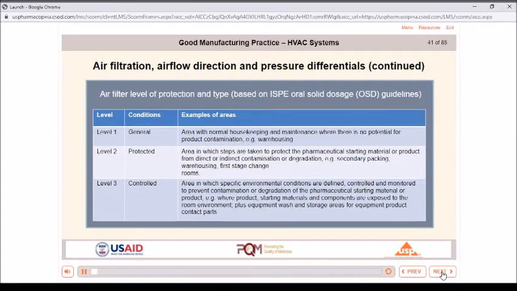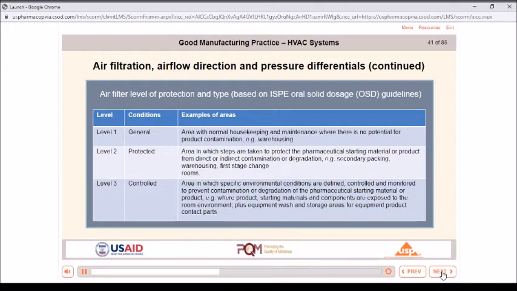Air filtration, airflow direction, and pressure differentials continued. Air filter level of protection and type, based on ISPE oral solid dosage OSD guidelines. Level 1. General conditions. Area with normal housekeeping and maintenance where there is no potential for product contamination, e.g. warehousing. Level 2. Protected conditions.